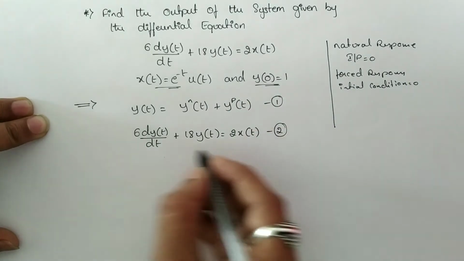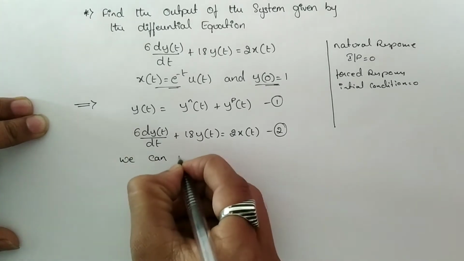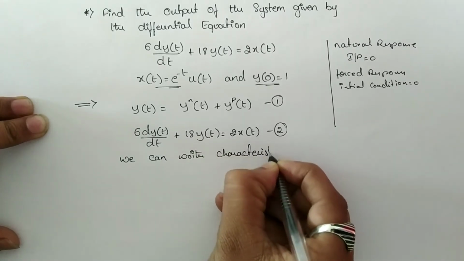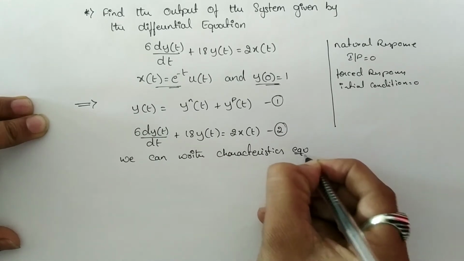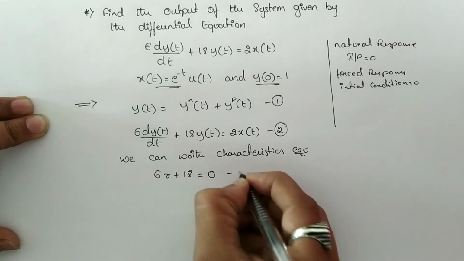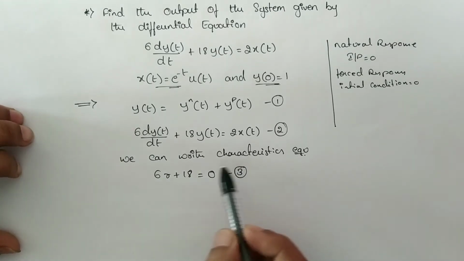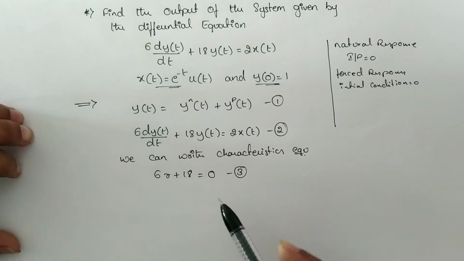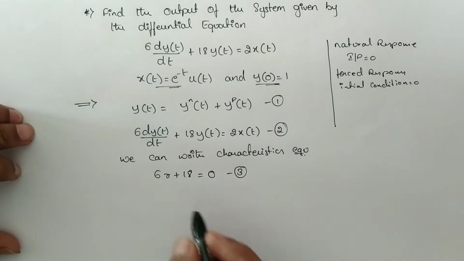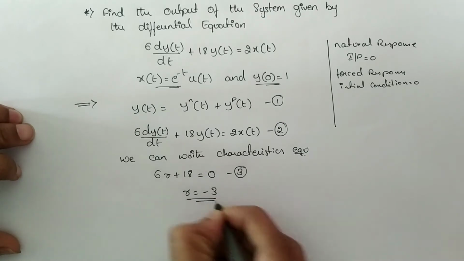Now from equation number 2, we can write the characteristic equation as 6r + 18 = 0, marking it as equation number 3. We got the characteristic equation by replacing dy(t)/dt with r. If you go back to the natural response video, you can see how we got the characteristic equation in detail. From equation 3, the value of r is equal to -3.